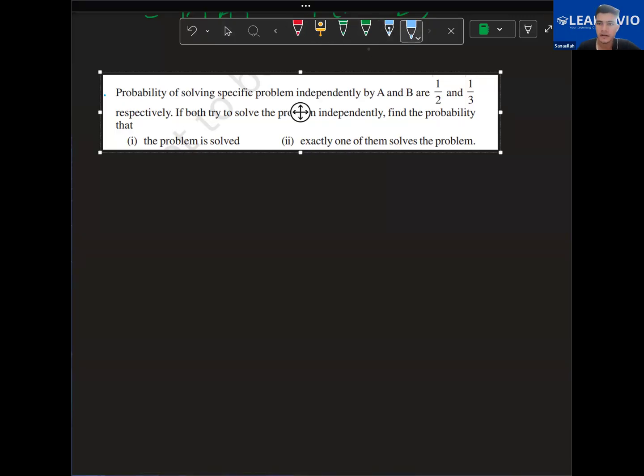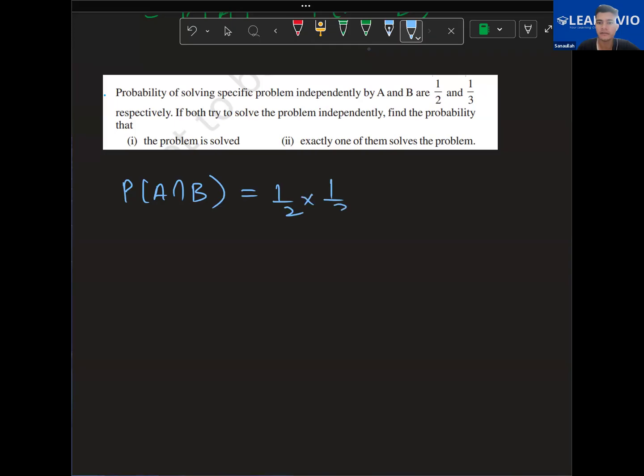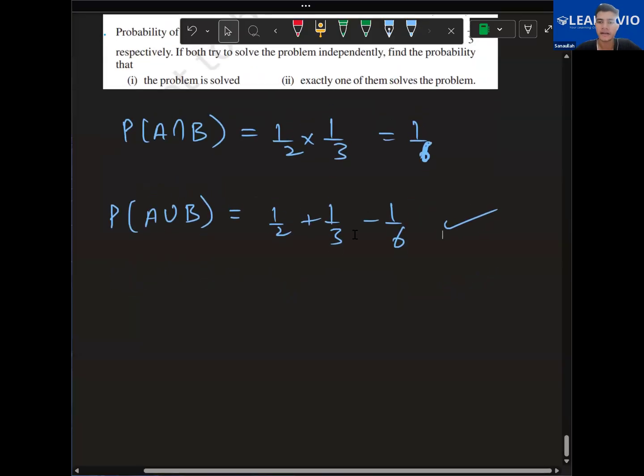See, in the first one, this is independent. So independent का ये होता है A का probability 1/2 into B का 1/3. So this is 1/6. And independent, this is given to you. और आपको problem is solved. So this is not mentioned here that who solved the problem. So that means both the guys solved the problem, है ना? So A union B, that will give you 1/2 plus 1/3 minus of 1/6. This will give you the right answer. Okay. And for the second one, just try second one.